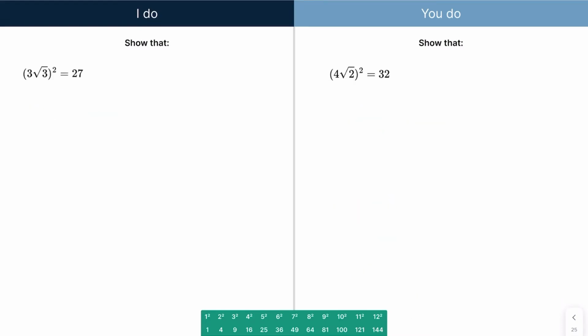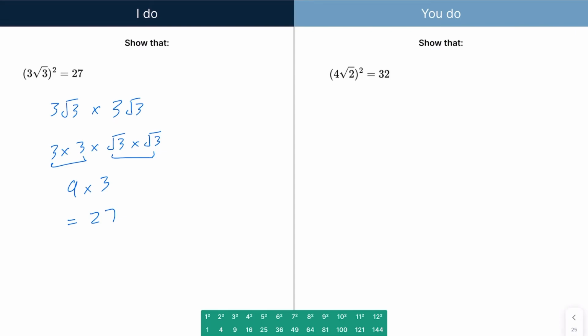So here we've been asked to show that the left side is equal to the right side. So we know the square symbol just means multiplying it by itself, 3 root 3. Now I like to write the numbers by themselves and the surds by themselves on the one side. It's just easier to follow. So 3 times 3 here gives me 9. Root 3 times root 3 gives me 3. 9, 18, 27. 27 is the answer here, and that's how you prove it.